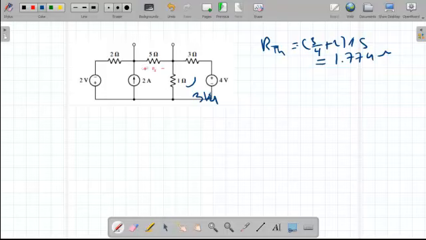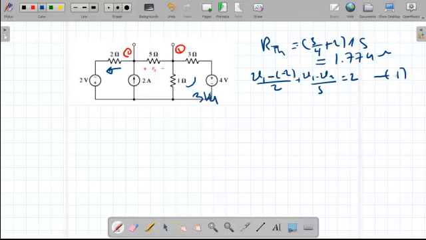Now for V open circuit, it's easy for us to apply nodal analysis. I will call these node 1 and node 2. So my V Thevenin will be just V1 minus V2. Then I will write my KCL equation at node 1. So (V1 minus 2), remember, minus because we have a minus 2, over 2. This current is leaving. The current in this is (V1 minus V2) over 5. The current entering is equal to, so this is my first equation.